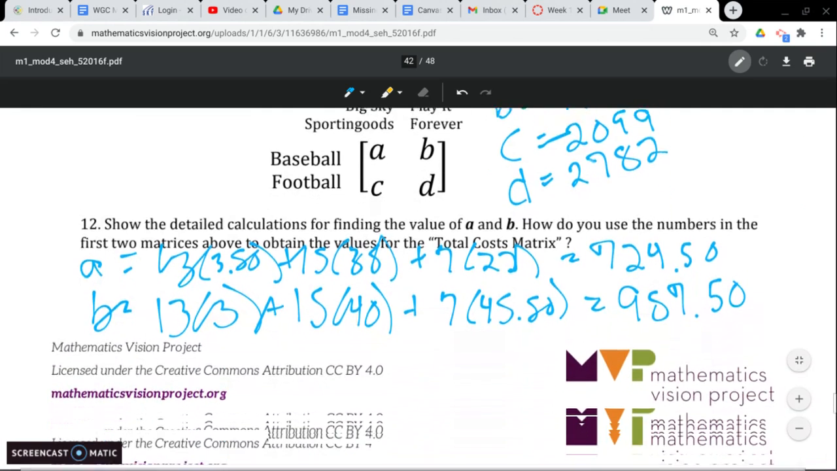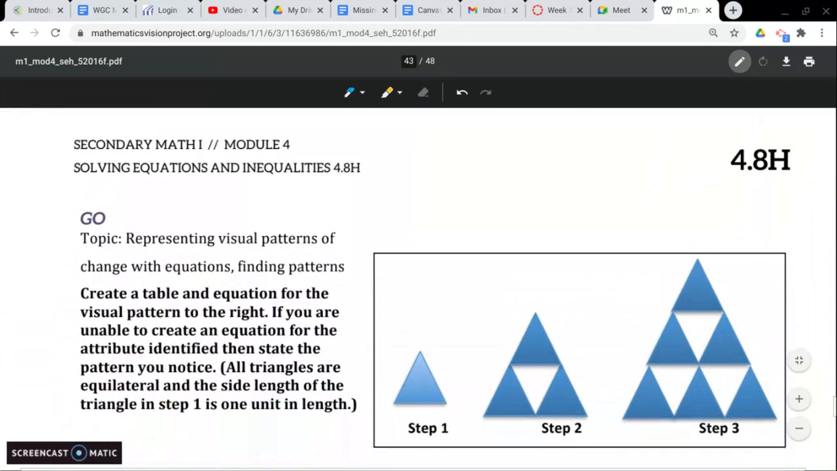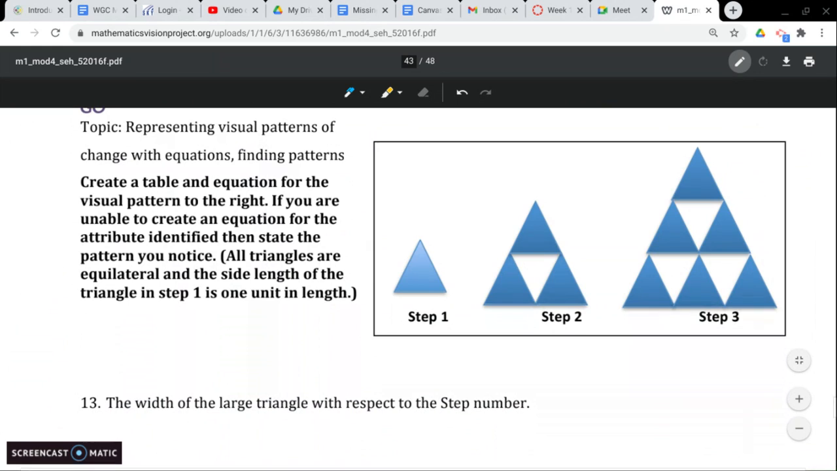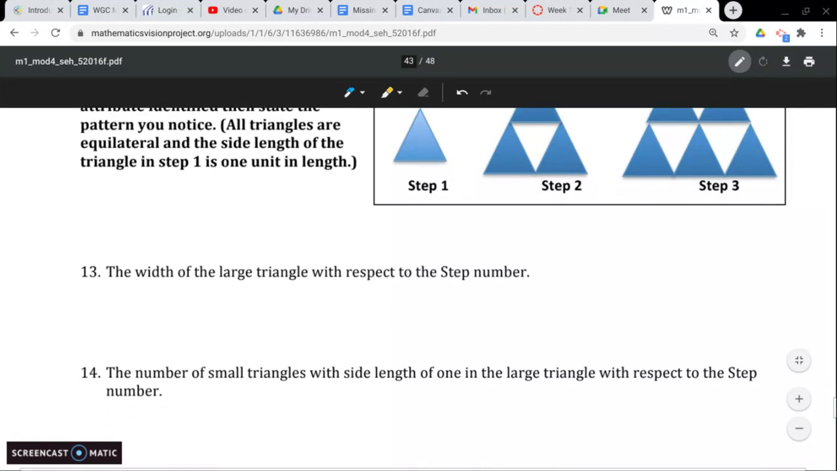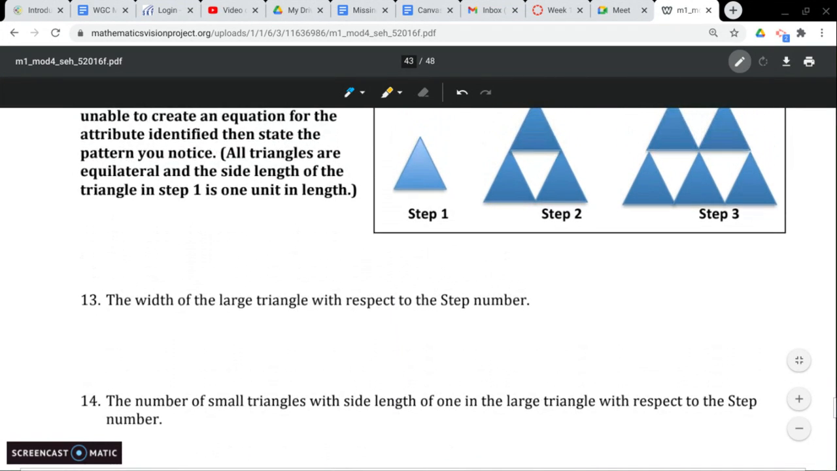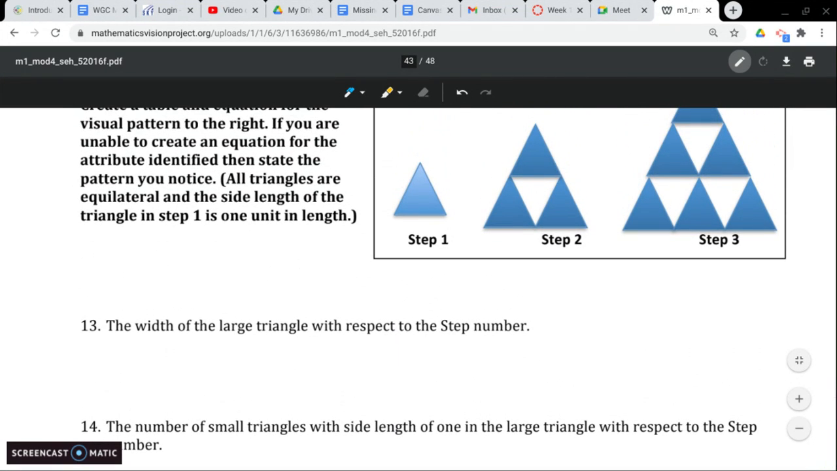All right. The last section that we're looking at here, representing visual patterns of change with equations and finding patterns. So your keyword for this lesson is visual. So create a table and equation for the visual pattern to the right. If you are unable to create an equation for the attribute identified, then state the pattern you notice. All triangles are equilateral, and the side length of the triangle in step 1 is 1 unit in length. So the width of the large triangle with respect to the step number.